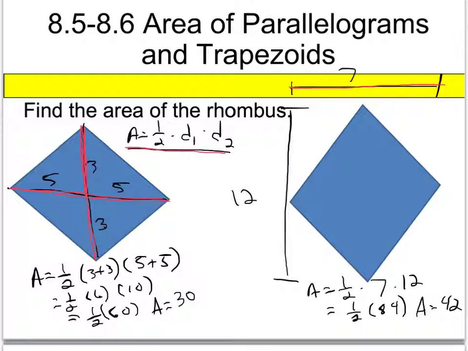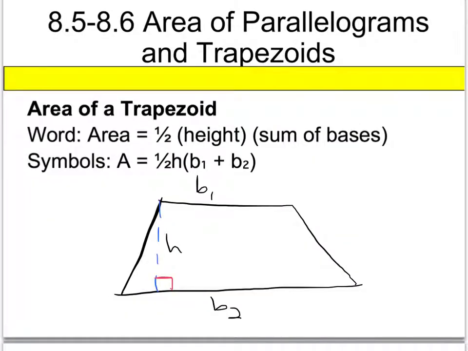All right, moving on, just a couple more slides, ladies and gents, and we are finished. All right, area of a trapezoid. This is the next piece. We're going to have a couple examples here, and then we will be done. All right, pause now. Try to write this down.